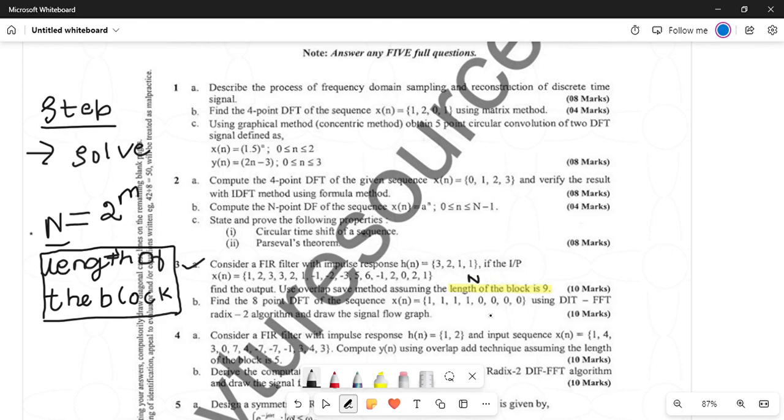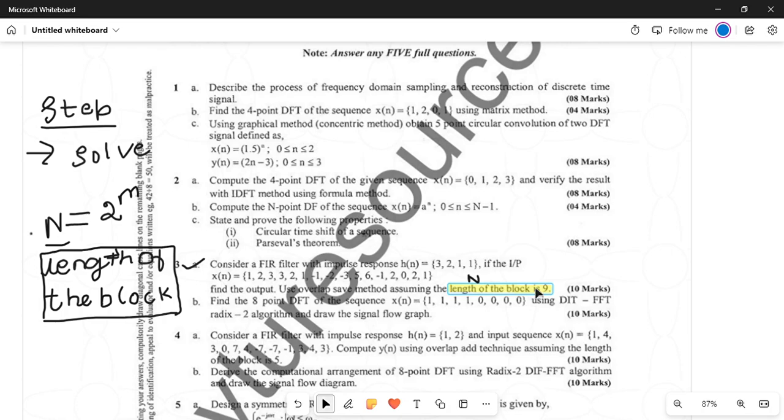So there are some questions wherein the length of the block is already given and you need not use the formula n is equal to 2 to the power of m. Then you are supposed to directly start solving with the procedure. Here he has given the length of the block as 9, so n is equal to 9.